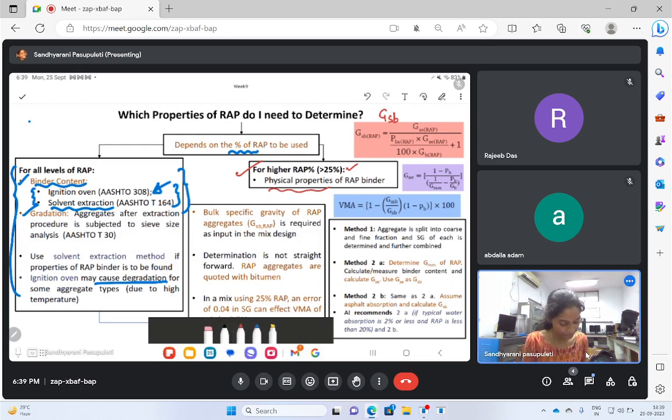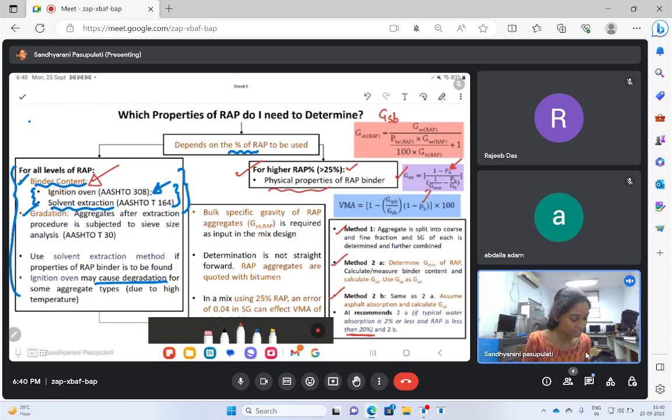In those cases, there are three methods that have been mentioned to calculate the bulk specific gravity. The main method is if the RAP percentage is less than 20%. Whenever the RAP percentage is less than 20%, we calculate GSE, the effective specific gravity. To calculate the effective specific gravity, we need to know the PB, which is the binder content. We already calculated the amount of binder content when we got the RAP, so we already have the PB.